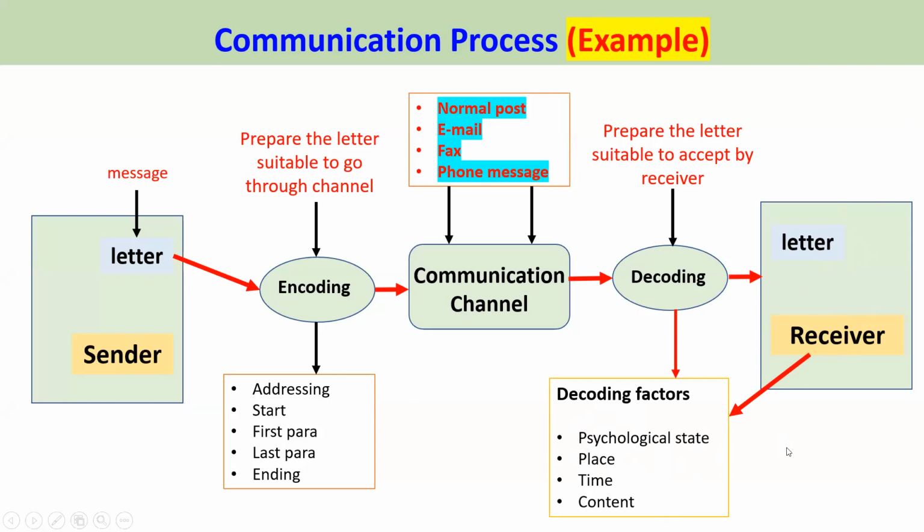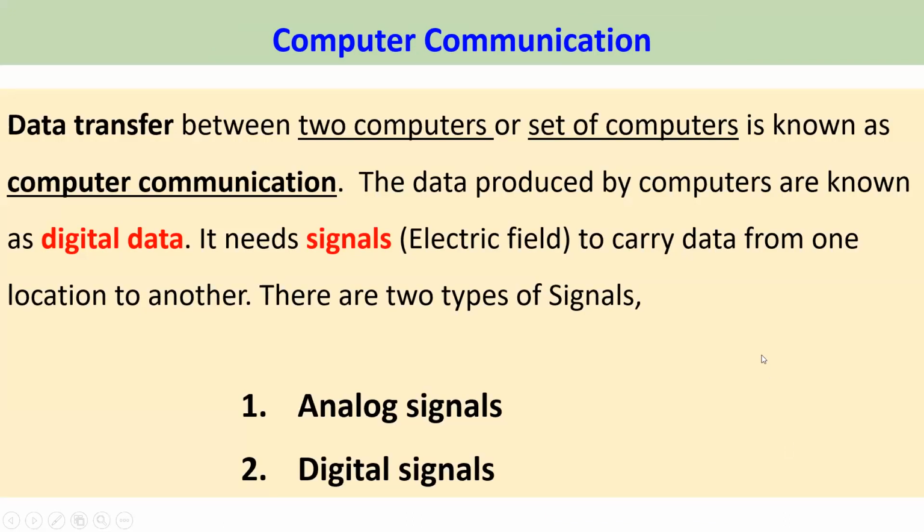Right, okay, then that's the end of the communication process. We'll start the next part, computer communication. Write down the topic, computer communication. When we consider normal communication, we know what it is: the data or messages pass from one location to another location. The same thing you can do through computers. That is called computer communication.